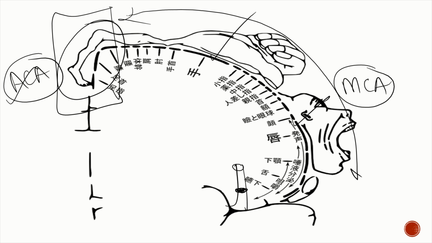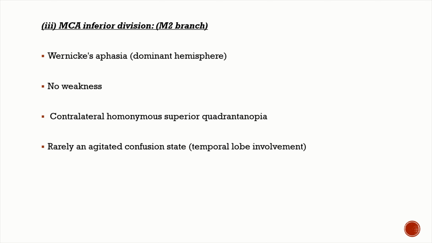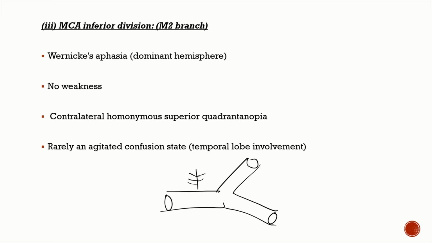Okay. Now coming to the inferior division occlusion. So again, we'll draw a diagram. So we have the M1 segment, lenticostriate branches, superior division, inferior division. That is your M2 branches. As you know, the superior division is going to supply frontal and parietal, and the inferior division is going to supply the inferior parietal lobe and the temporal lobe. So here you're going to have Wernicke's aphasia.